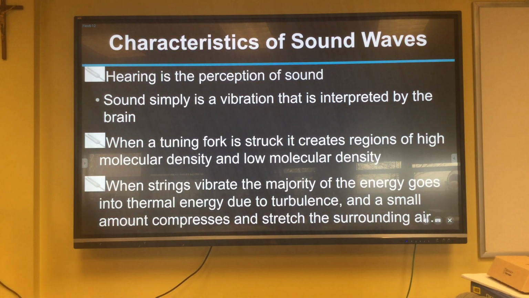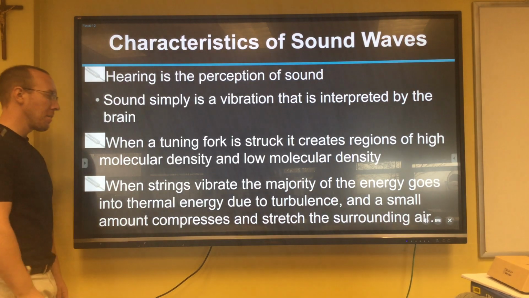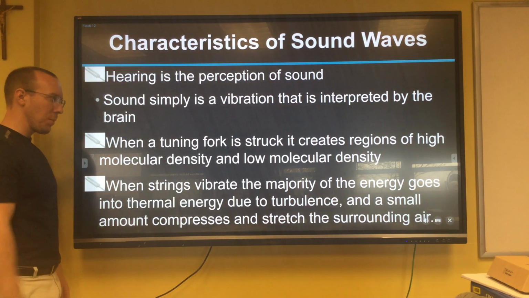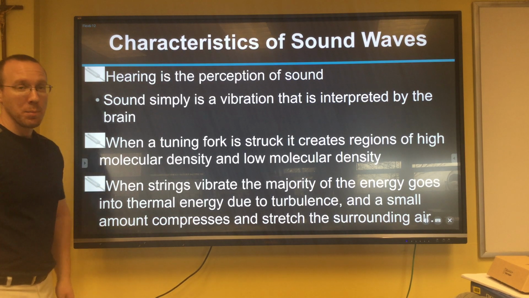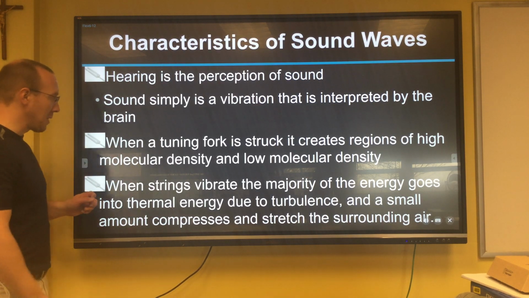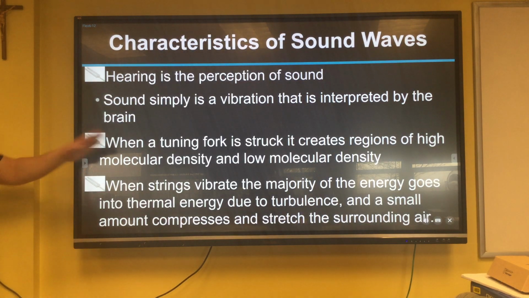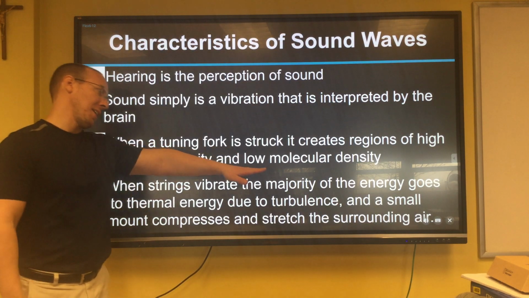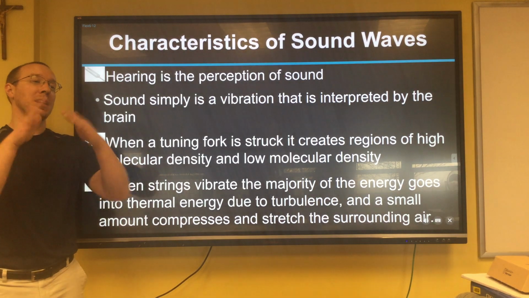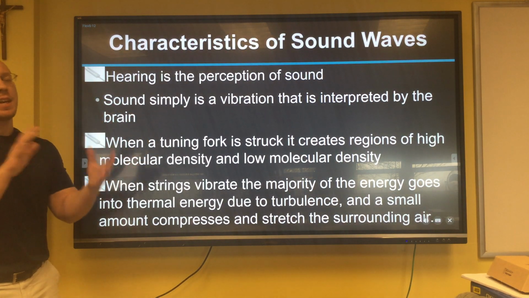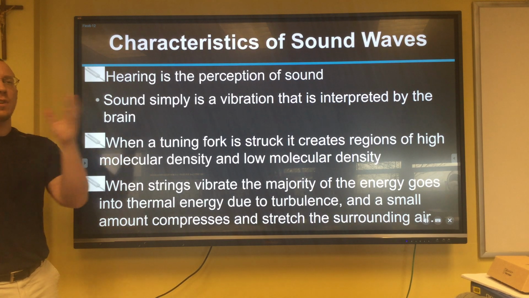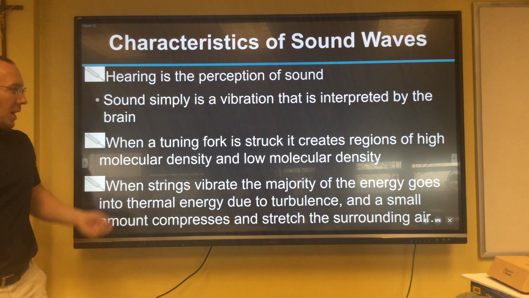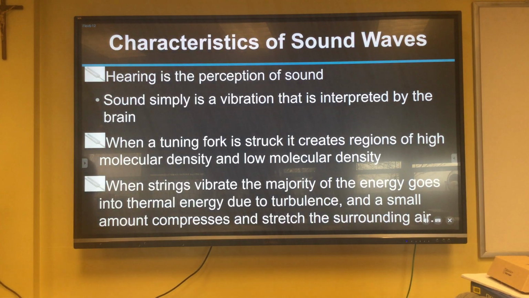Sound is a perception that the brain interprets, okay? It's kind of cool how the brain works, but we'll leave that to another time. The high molecular density and the low molecular density. High molecular density when it goes out and it pushes the air together, and low molecular density when it comes in and it stretches the air around it. I'll show a picture of this coming up. This is kind of a neat thing, all right?